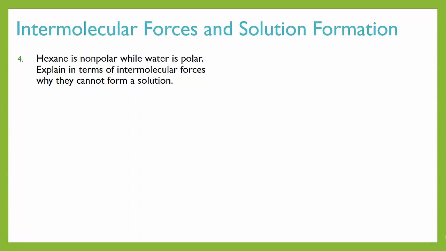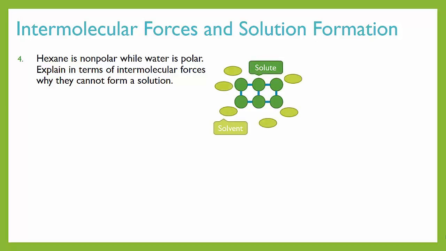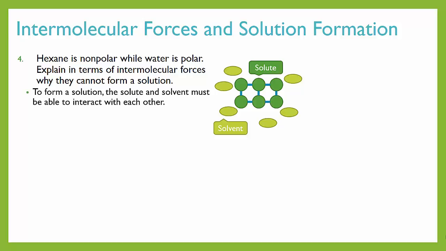Hexane is nonpolar while water is polar. Explain in terms of intermolecular forces why they cannot form a solution. Here I have a solute and here I have a solvent. To form a solution, the solute and the solvent must be able to interact with each other. And those interactions must be stronger than any of those interactions for themselves. In other words, the solute and solvent must be more attracted to each other than the solvent is attracted to itself and the solute is attracted to itself.